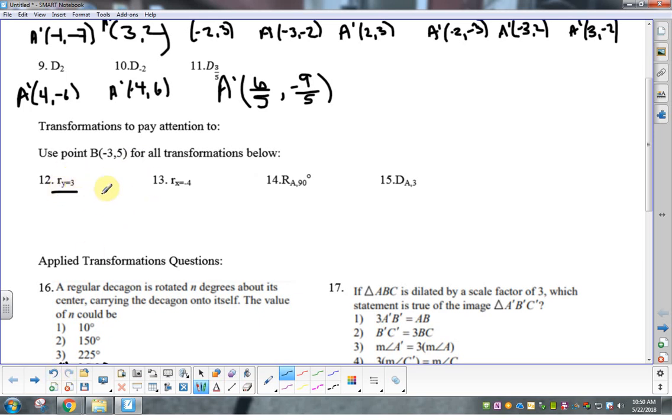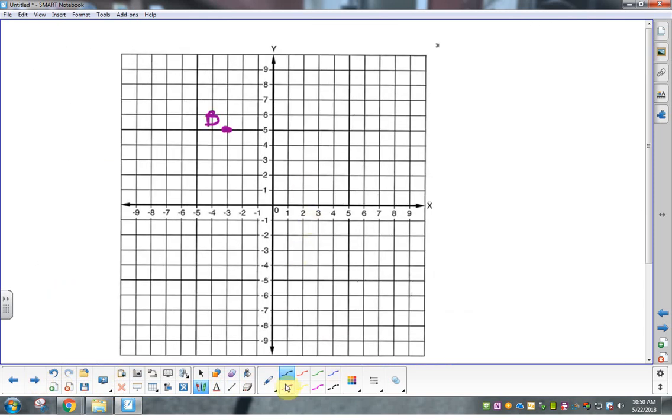So if we're reflecting over the line y equals 3, the letter B, so I have that here. First of all, we need to know that the line y equals 3 is going to be this line right here that goes through the y-axis at 3. So here's y equals 3, and then you would count 1, 2, 1, 2. So your reflection would be the point (-3, +1).